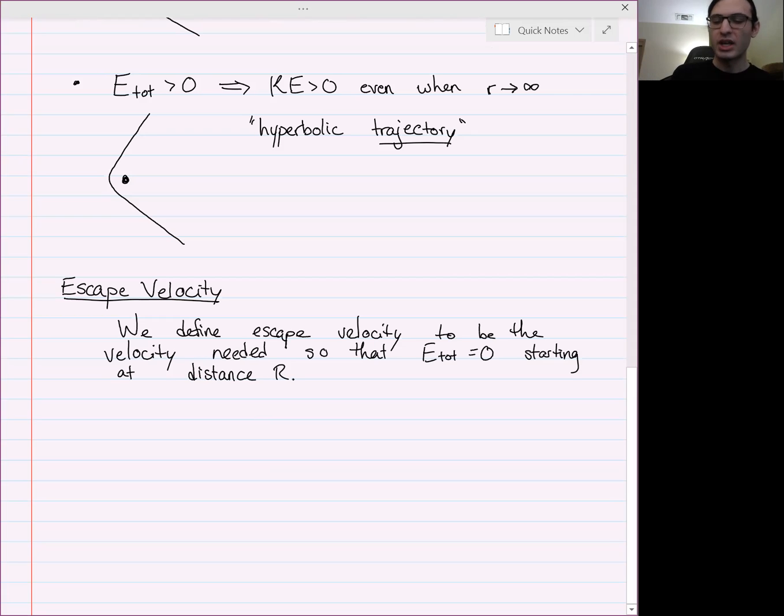So the point is, if you are initially a distance capital R away from the object that you're trying to escape, and this would be from the center of the object. So if you're on the surface of the Earth, which has a radius of like 6,400 kilometers, you would plug in R as 6,400 kilometers. Then the escape velocity at that distance would be the amount of speed you need to have, in whichever direction, so that you can get infinitely far away from the Earth without having any leftover speed.